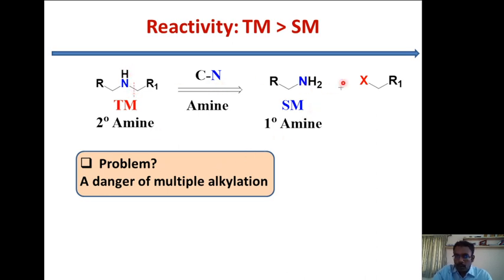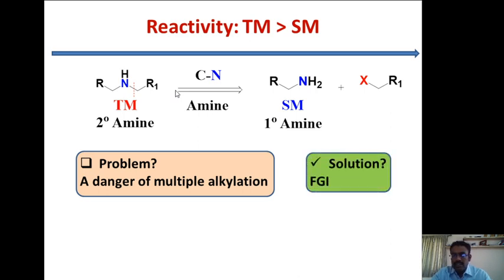It will undergo one alkylation over here. After forming the secondary amine, it is now more reactive, more basic, compared to the primary amine. Again it will undergo the substitution reaction, and one more alkylation will happen. So you cannot stop after a single alkylation; it will further undergo multiple alkylation. So what is the solution then?